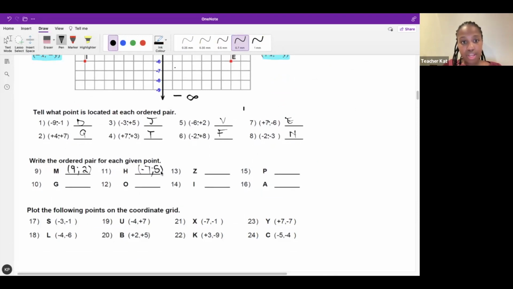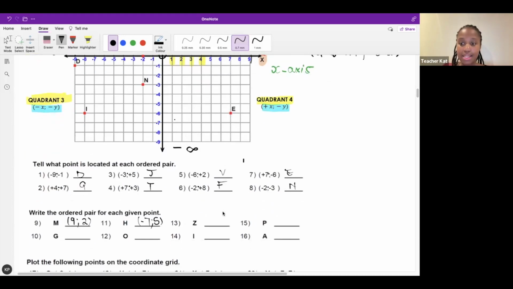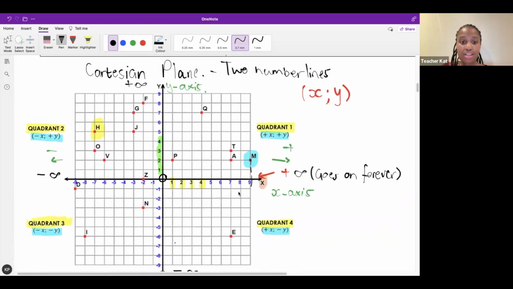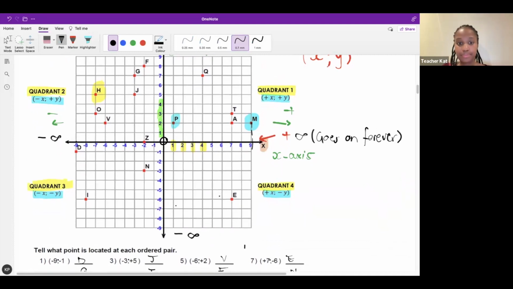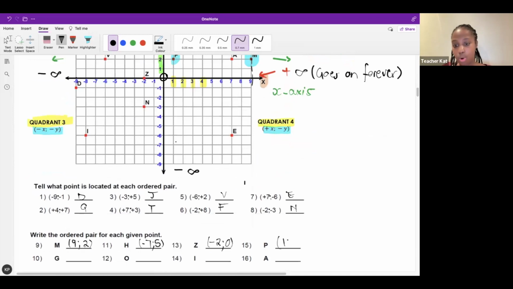-7; 5. Z is on my X-axis. So what are my coordinates for Z, which is on the X-axis? Nice, guys. If it did not move up or down, then my Y coordinate is 0. So that would be -2; 0. And finally P. Coordinate P is, let's see, we moved 1 and then 1, 2. That is indeed 1 and 2.